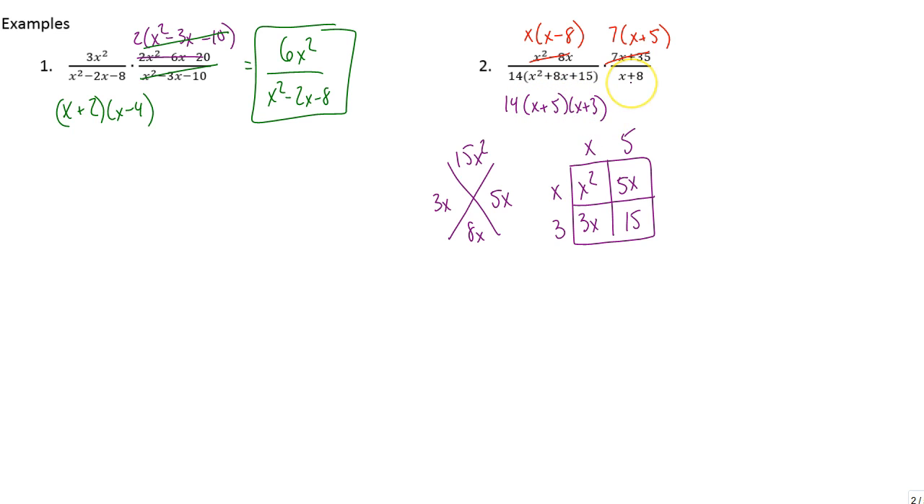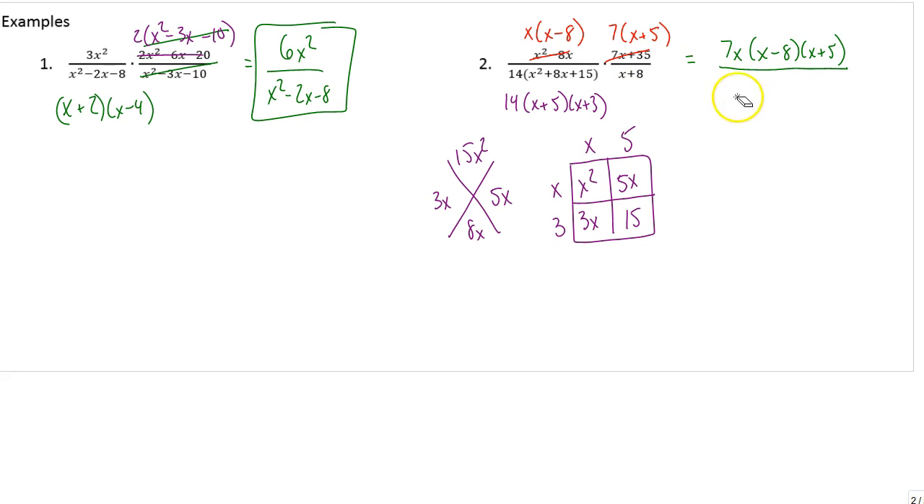times x plus 3. So my next step is I want to set these all up, multiply the numerators together, so I would have the 7 and the x in front, then x minus 8, then x plus 5. In the denominator, I would have 14 times x plus 5 times x plus 3, but then I don't want to forget about this x plus 8.